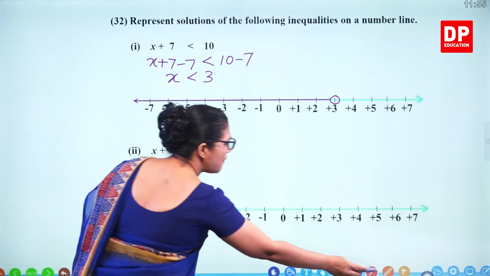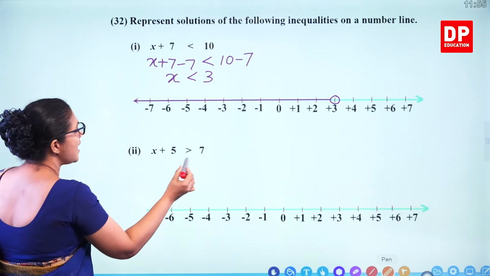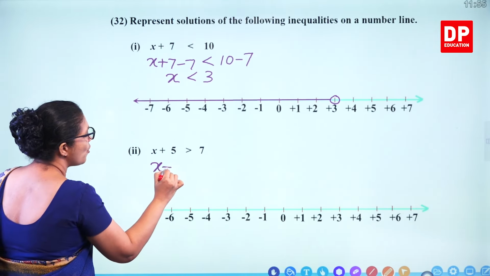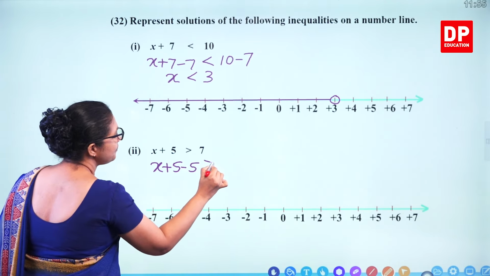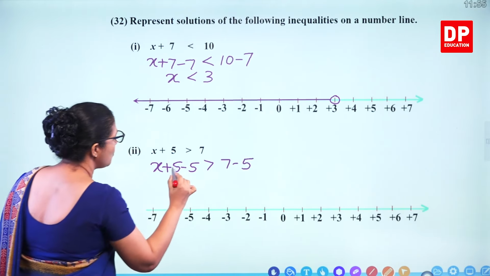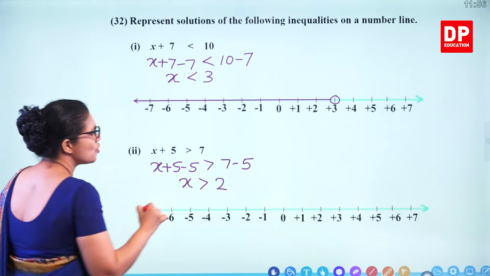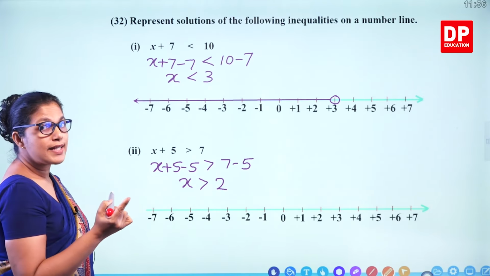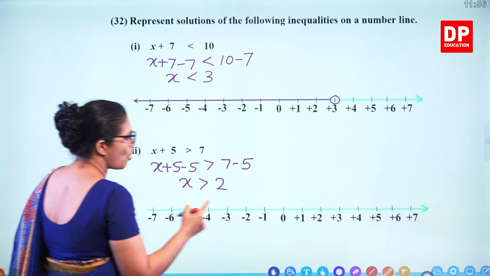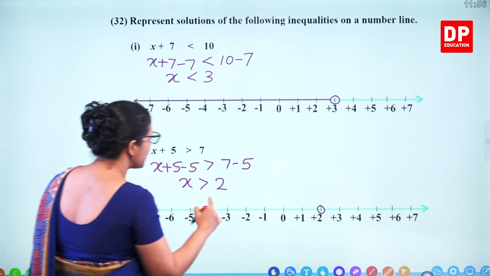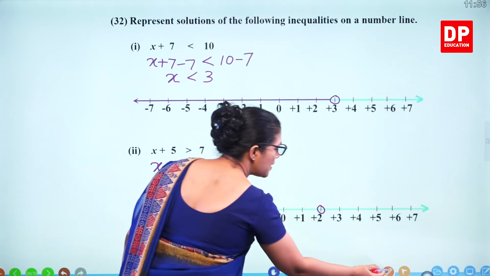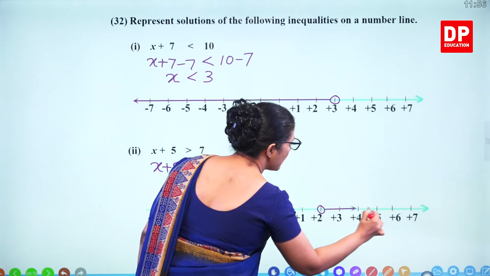x plus 5 is greater than 7. Subtract 5 from both sides. You get x is greater than 7 minus 5, which is 2. So x is greater than 2. 2 is not included. Draw an open circle. Greater means towards the right side.